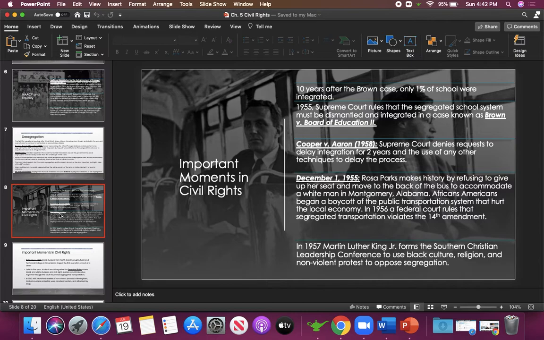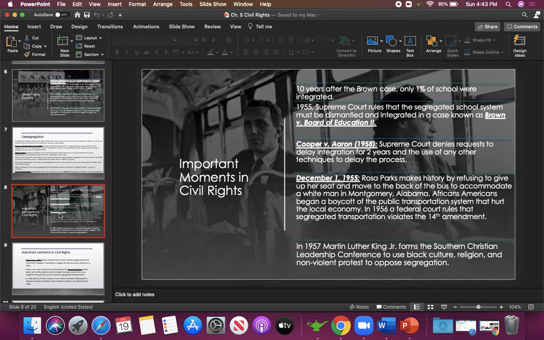But we know that the civil rights movement continues because this is still happening in the South. There's no enforcement of these decisions. And then we get some of the things that we're very familiar with. December 1st, 1955, Rosa Parks makes history by refusing to give up her seat and move to the back of the bus to accommodate a white citizen in Montgomery, Alabama.